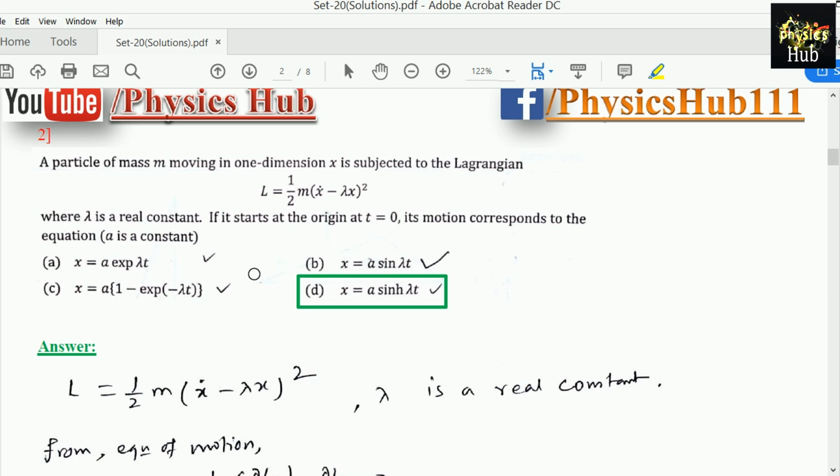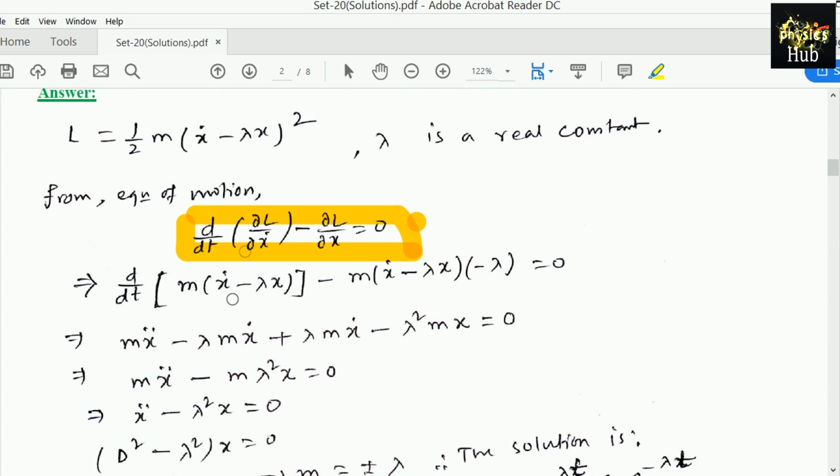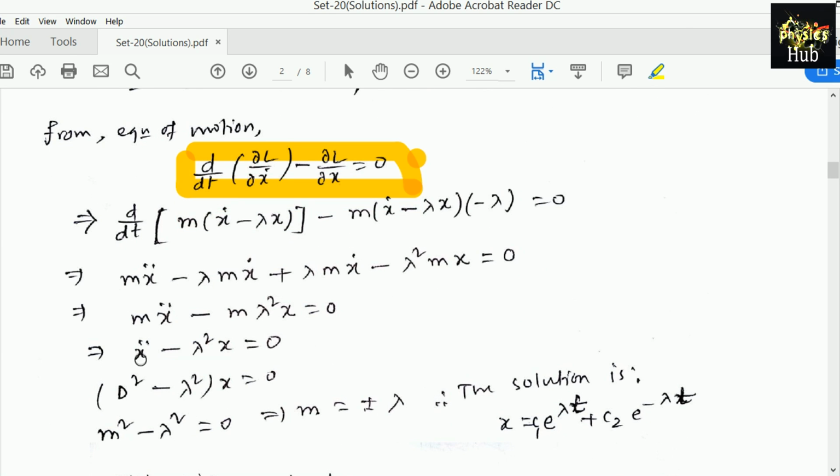Now this is a very trivial question. These questions require knowledge of classical mechanics as well as mathematical physics. When we are given the Lagrangian, we can easily find the equation of motion using the Euler-Lagrange equation, d/dt of del L by del x dot minus del L by del x equals 0. Using this, we get x double dot minus lambda square x equal to 0.